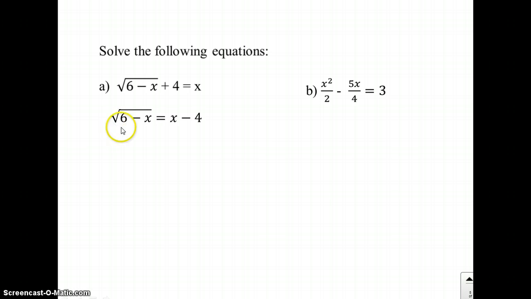Now that I've isolated my radical, I can now square both sides of this equation. The opposite of square rooting is squaring, and whatever I do to one side, I must do to the other. So I square both sides of this equation, and I get 6 minus x equals, and I expand out this binomial, x squared minus 8x plus 16.